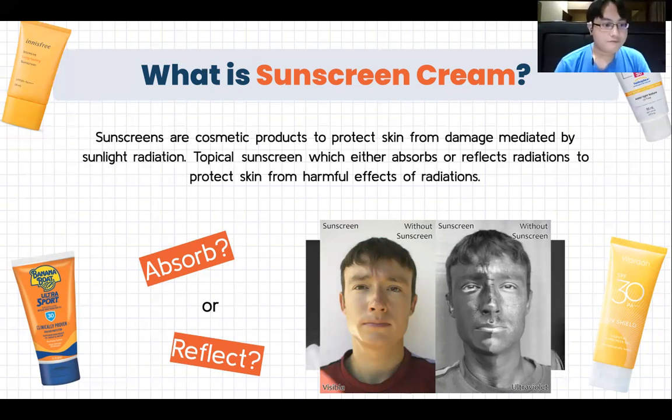So the photo on the bottom right shows two photographs showing the effect of applying sunscreen in visible light on the right of the face. Or we can say that it's what the UV rays see if they are seeing our face. So since there are two main keywords here, which are absorbs and reflects, I will explain to you about the meaning and the difference of absorb and reflect in sunscreen in the next slide.